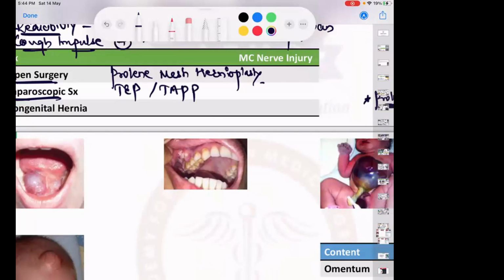What do we mean by TEP? TEP means a total extraperitoneal repair, whereas TAP means a transabdominal preperitoneal repair.